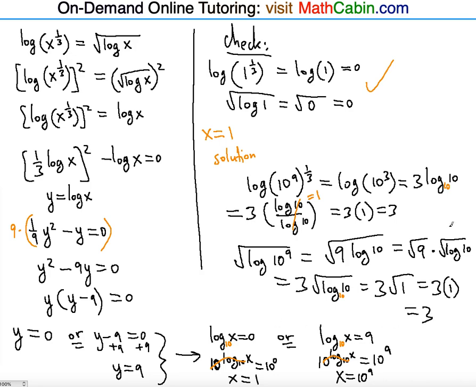Bingo. So these two are the same number. So both sides match, so this is a solution. X is equal to 10 to the 9th is a solution as well. So as you can see, there are 2 solutions in this problem, and both work out.